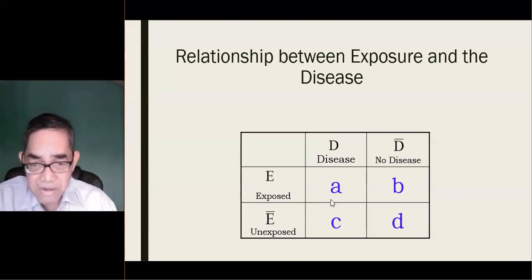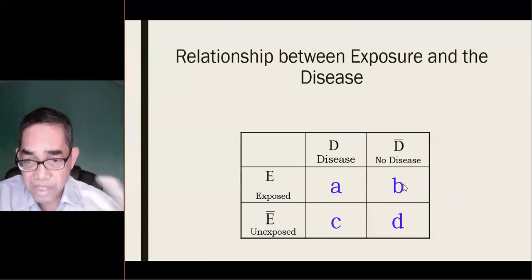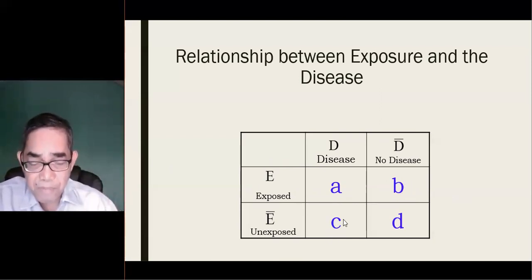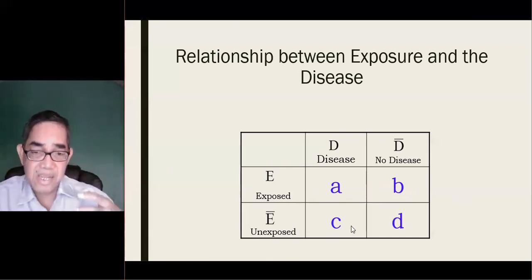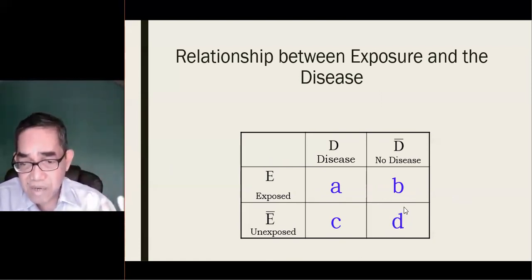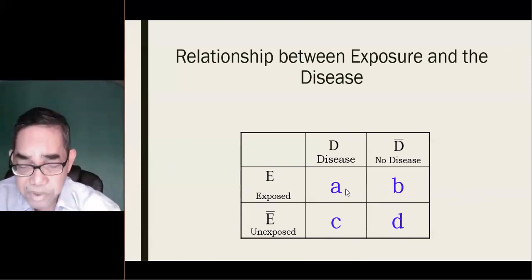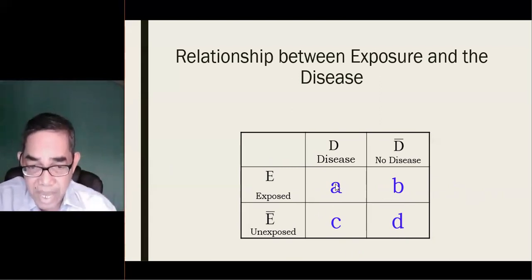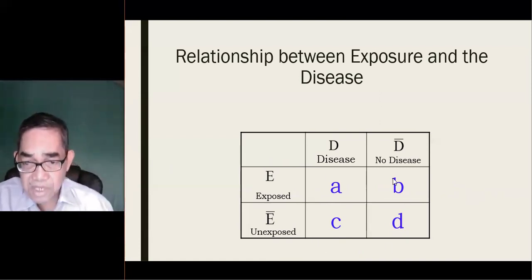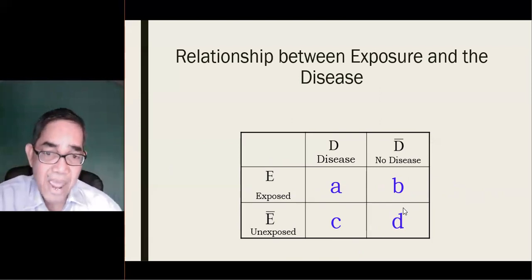Okay, A are people who are exposed and they have the disease. B are people who are exposed and they don't have the disease. C are people who are unexposed and they have the disease. And D are people who are unexposed and they don't have the disease. A and B are people who are exposed. C and D are people who are unexposed. A and C are people who have the disease. B and D are people who don't have the disease.